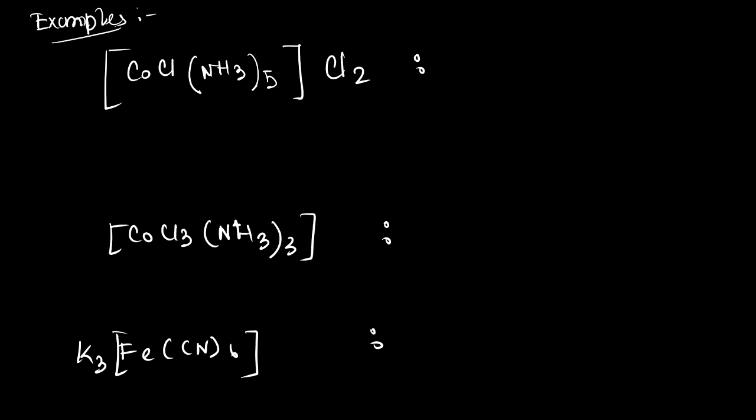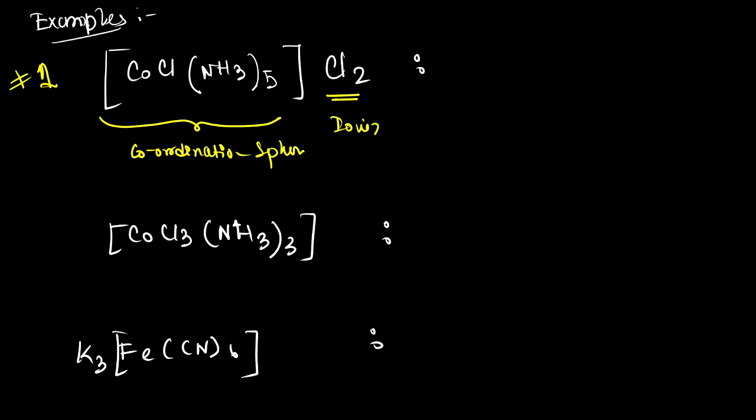Okay, our example number 1. Here in example number 1, first of all, what we have in the third bracket is the coordination sphere, and we have chlorine outside of the coordination sphere. Which one will be the ionization sphere? As chlorine is outside the third bracket, it will be the ionization sphere. The chlorine inside the third bracket will not be part of the ionization sphere.